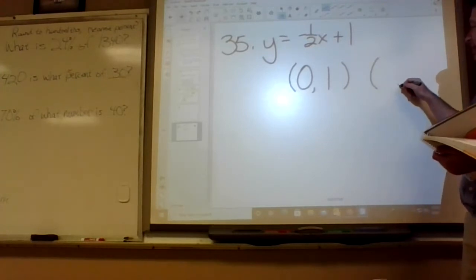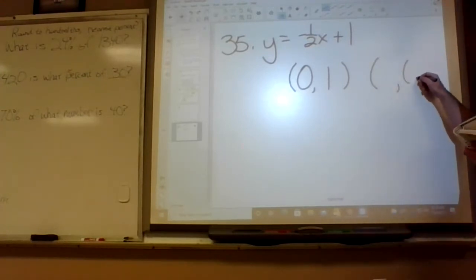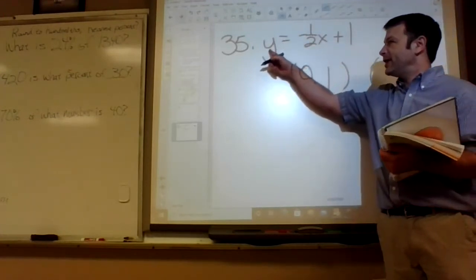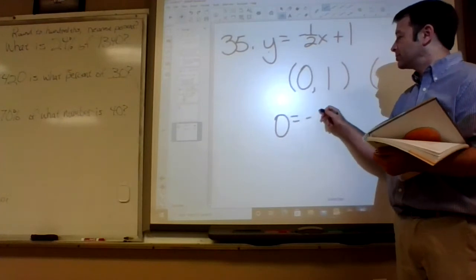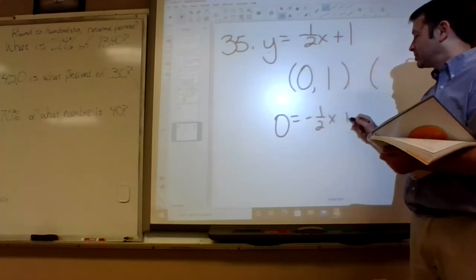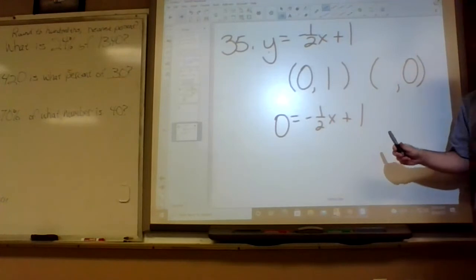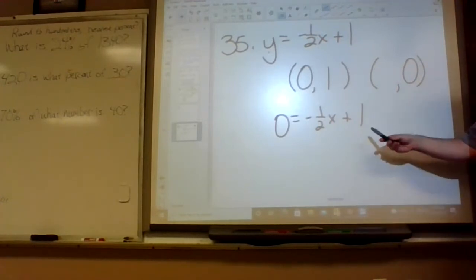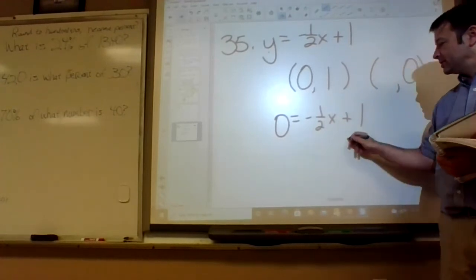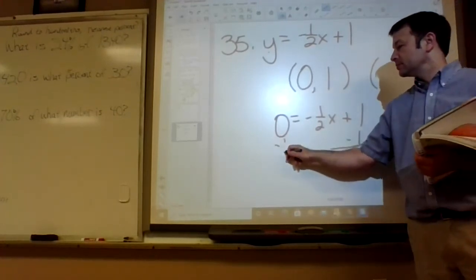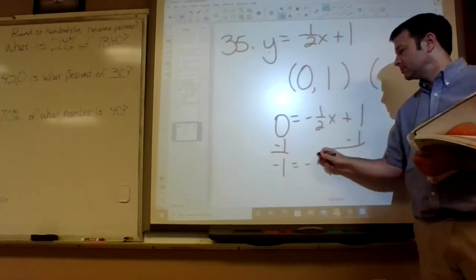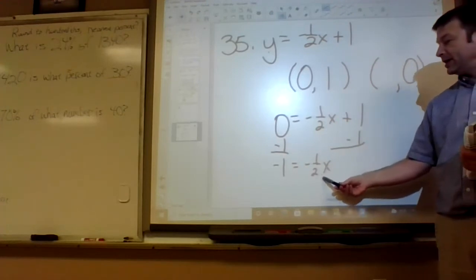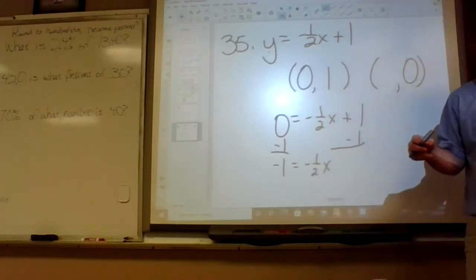Okay, how do I find the x-intercept? Make the y 0. If I put in 0 for the y value, I get 0 equals negative 1/2 x plus 1. How do I solve this for x? Move the negative 1/2 x. Now we subtract the 1. Then divide by negative 1/2. Negative 1 divided by negative 1/2.